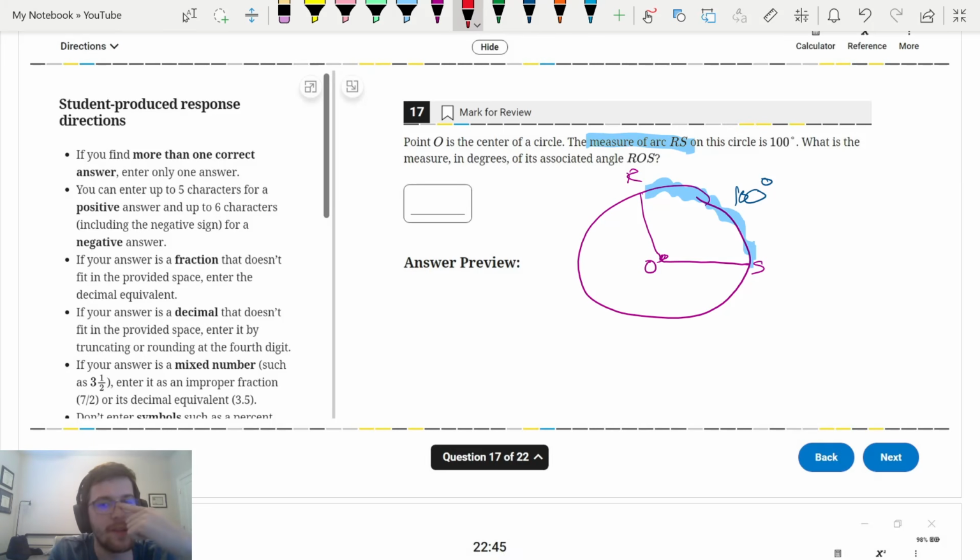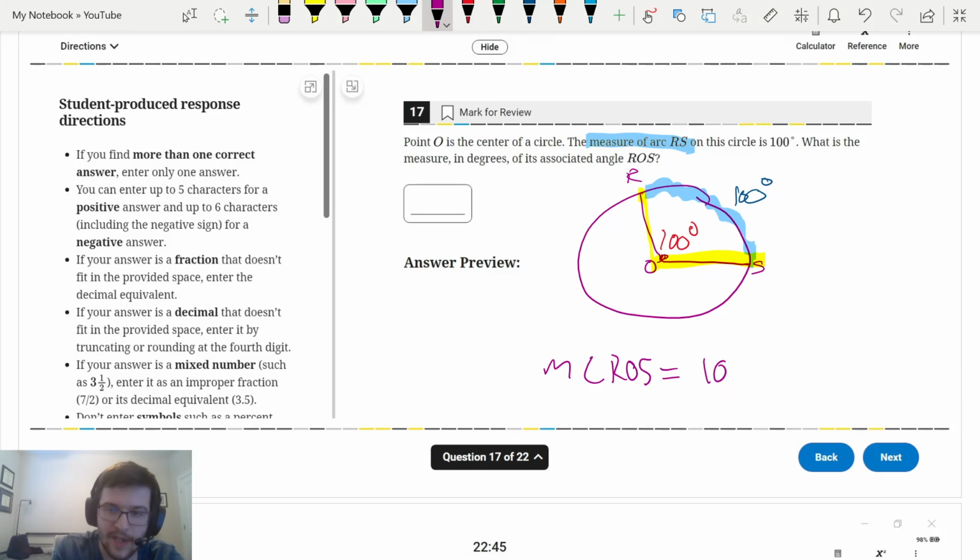The central angle, this one in here, that's the angle made with the center, is equal to the measure of the arc. So you just write down 100. And then it says, what is the measure of angle ROS? So ROS, that's that one. So it's just 100. Yeah, it feels like a trick question, but it's not.